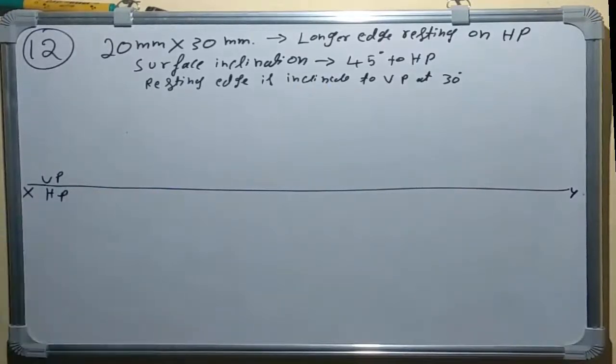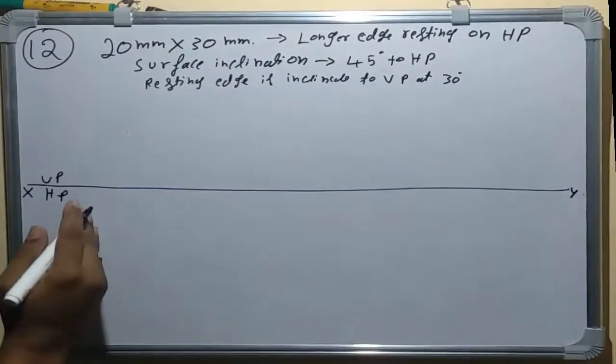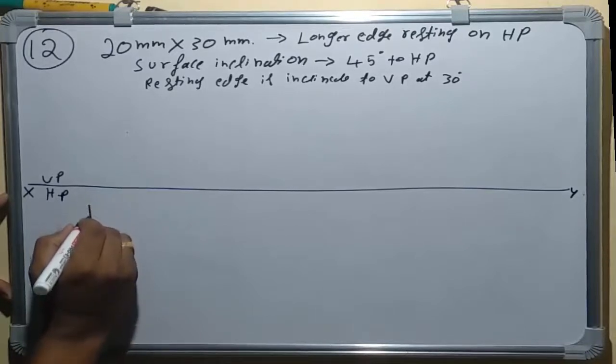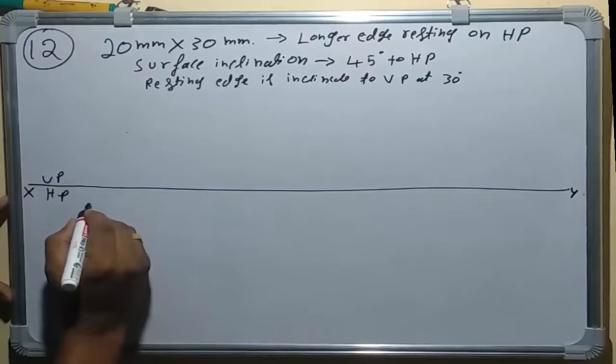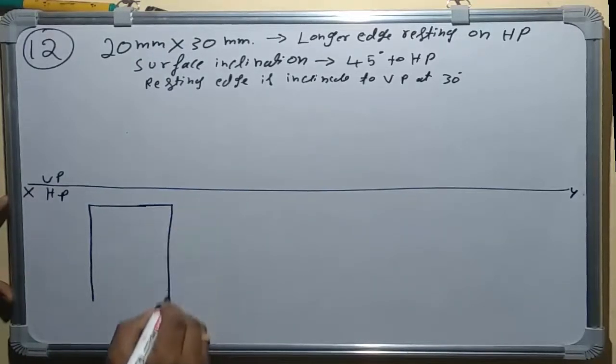So like this we need to solve this problem. Okay, let us start with the first step. As we discussed, the longer edge is resting. The longer edge we have to maintain on the left side. While drawing this line, it should be perpendicular to the XY line. And this is 20 and 30 again.